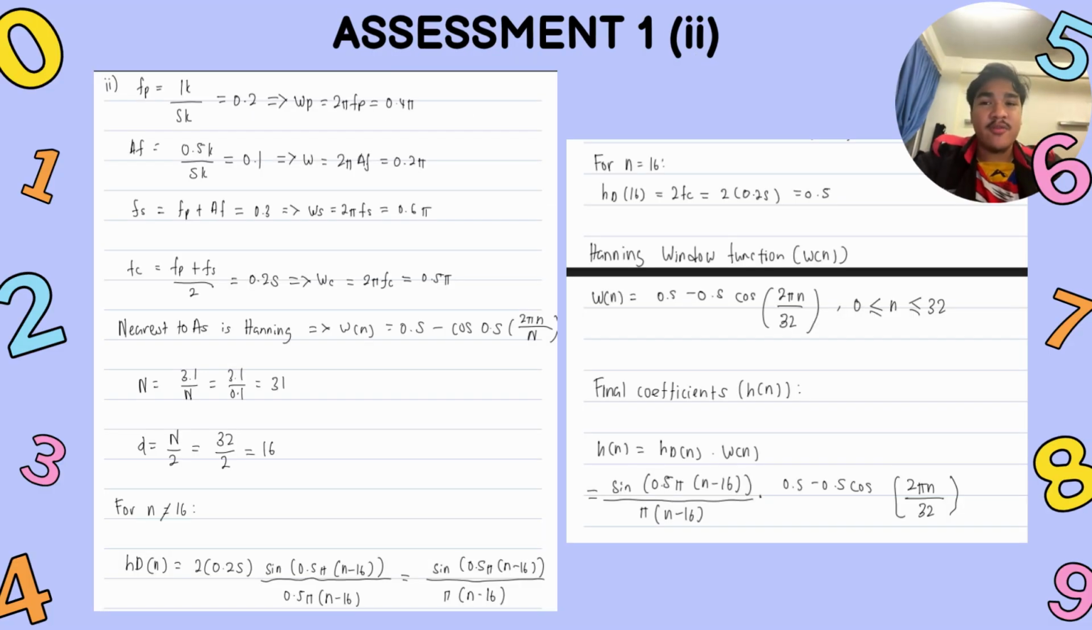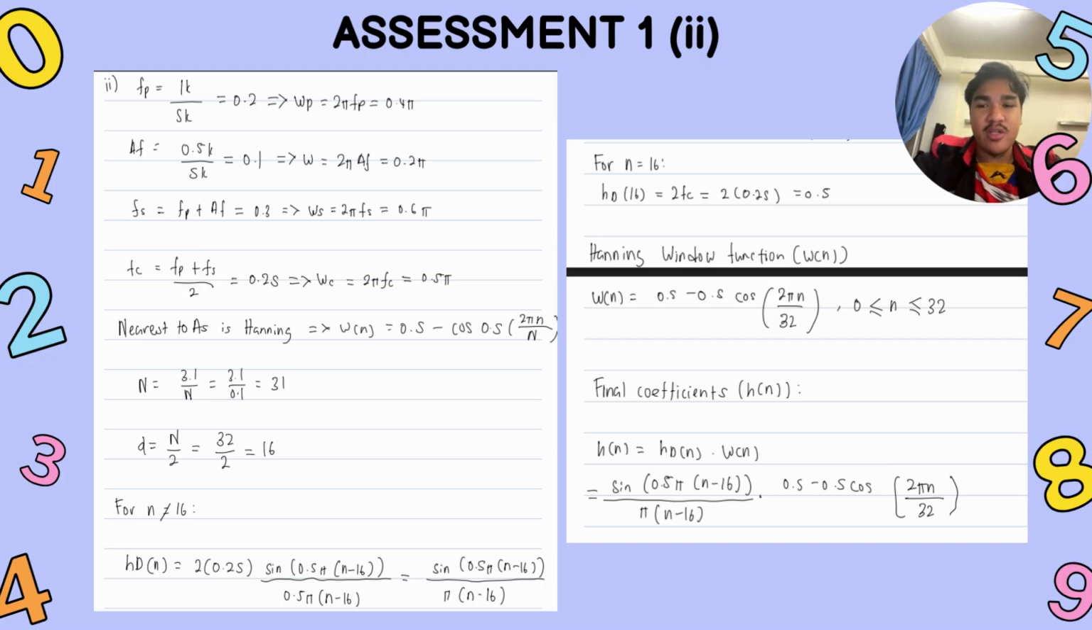In part 2, we perform the parameter derivations, normalizing our frequency against a sampling frequency of 5 kHz. We find the normalized passband edge omega p equal to 0.4 pi and the stop band edge omega s equal to 0.6 pi. This yields a transition width delta omega equal to 0.2 pi. The ideal normalized cut-off frequency is computed as omega c equal to 0.5 pi. Based on the required stop band attenuation, a Hanning window is selected.